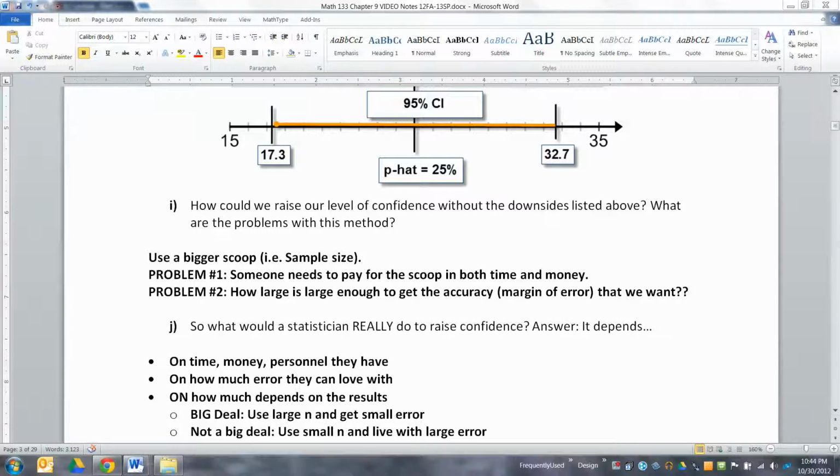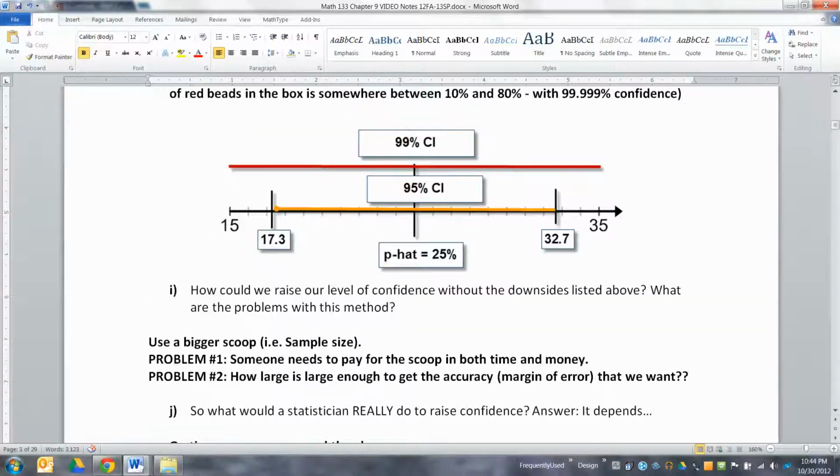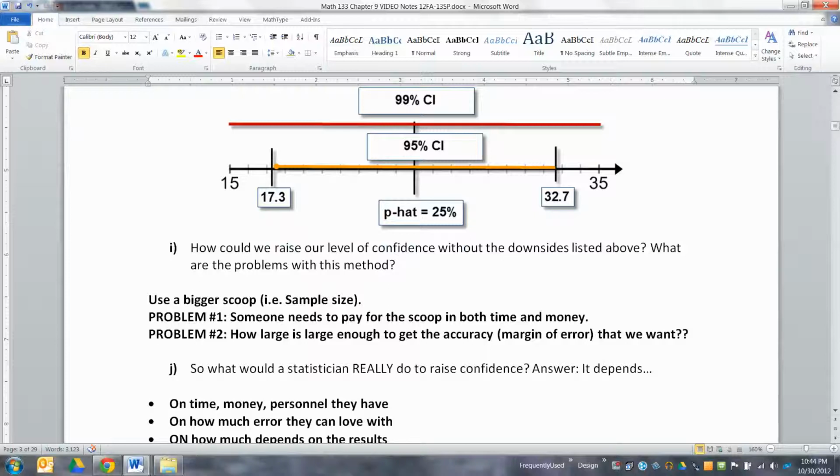So if you're going to call lots and lots of people, i.e. get a bigger scoop, you're going to have to pay somebody to do that. You've got to pay for the phone lines, you've got to pay for those people to be fed and to work, and you've got to train them to do it right. It's a lot of time and money. Besides that, how large is large enough? You don't want to keep spending and spending time and money. You want to have a sense of how much error you want. Do you want 3% error? Do you want 4%? Everybody would love 1% error, but to get 1% error, you've got to do 3,000 people. Nobody's going to do that because you don't have that kind of time. So those are our issues with that.